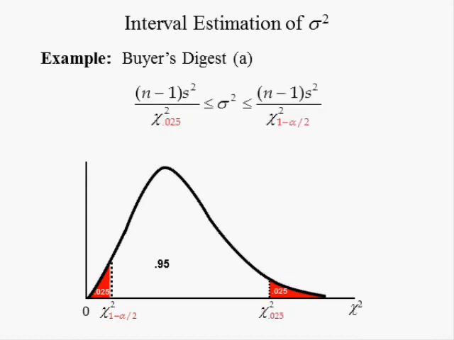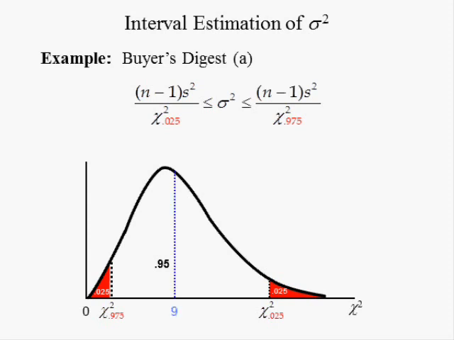Since alpha divided by 2 is 0.025, the subscript alpha divided by 2 is replaced with 0.025 in the upper critical value. Since 1 minus alpha divided by 2 is 0.975, the subscript 1 minus alpha divided by 2 is replaced with 0.975 in the lower critical value.